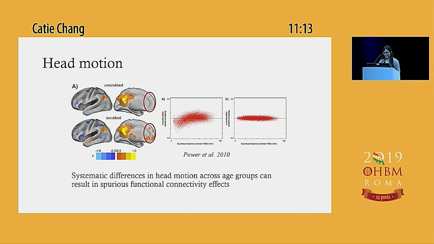One of the well-known sources of artifact in our data is when participants move their head in the scanner, and it's been shown that this should be treated very carefully because even small amounts of head motion have been shown to impact connectivity measures. One situation where this might be very problematic is if there are systematic differences in head motion between two groups of subjects you're trying to study, or across age groups, because children may move more than adults, and then this might cause spurious functional connectivity effects.